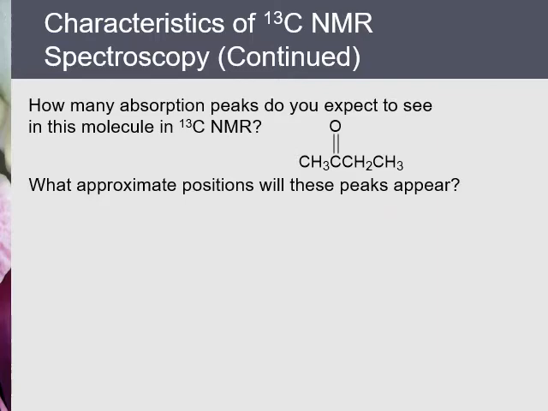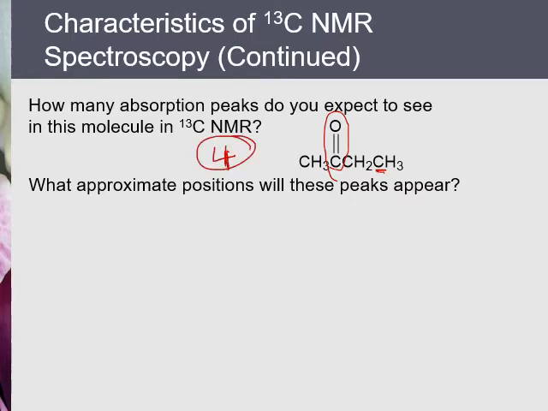Sample question. How many absorption peaks do you expect to see in this molecule in carbon-13 NMR? In order to predict the absorption peaks, we need to know how many types of carbon are in this molecule. This molecule is not symmetric. All 4 carbons are different. For example, this carbon is directly bonded to oxygen. It's called a carbonyl carbon. And this carbon is connected to 3 hydrogens and another carbon. So they are different. So 4 different carbons should give you 4 absorption peaks.